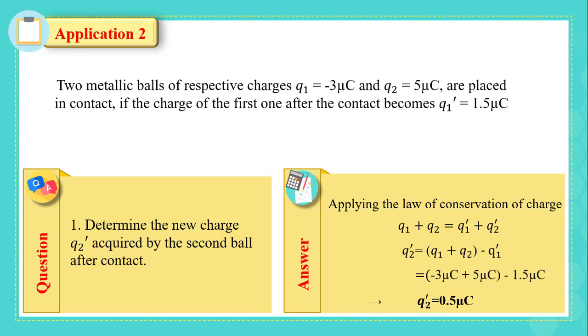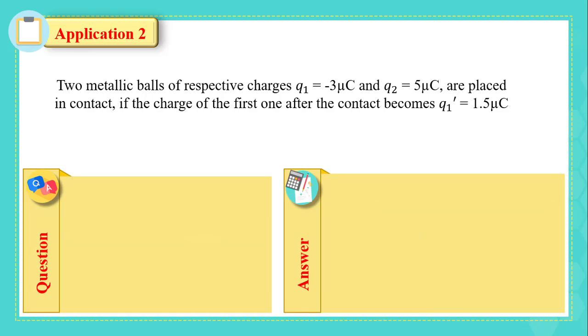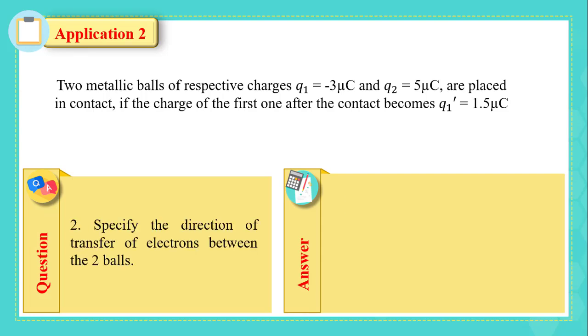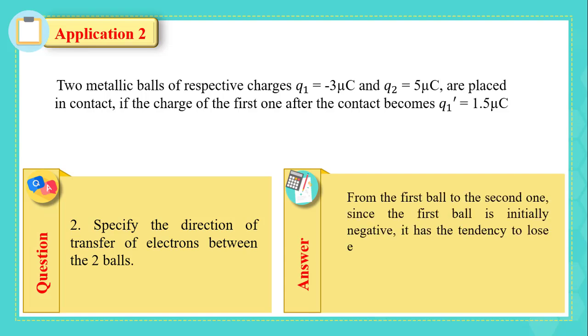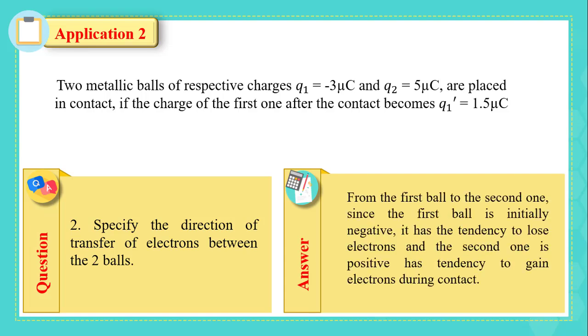Now the second part is to specify the direction of transfer of electrons between the two balls. The answer is from the first ball to the second one. Why? Because since the first ball is initially negative, it has the tendency to lose electrons, and the second one is positive, so it has the tendency to gain electrons during contact.